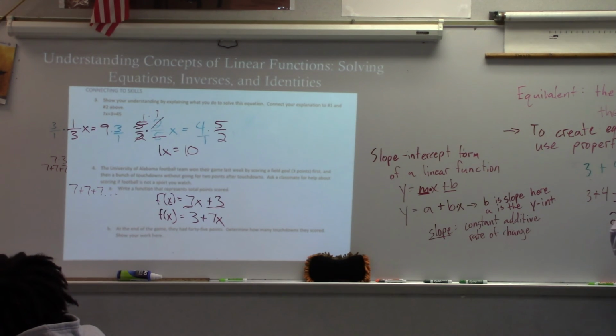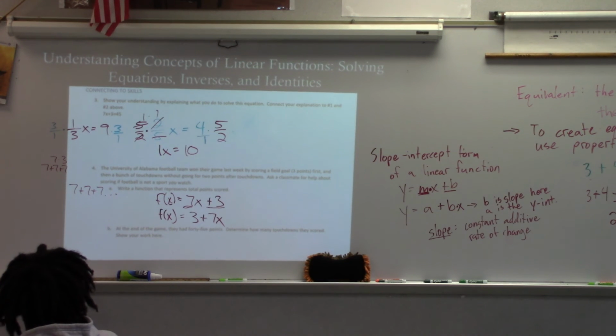Mr. Kenny, I know why I messed up. Because I was trying to solve it, but it was just telling us to write a function that represents the total points scored. Correct. We don't gotta solve, and that's important to notice. A function has both an independent and a dependent variable. You need f of x and x. I just wanted a function for number 4. Or for A. For B is when we solved it.